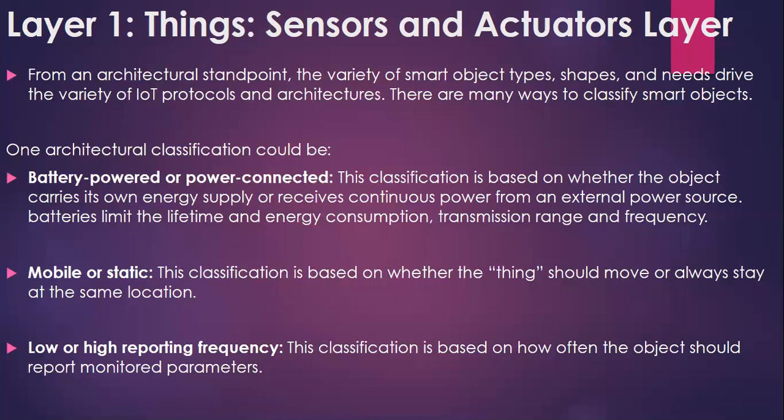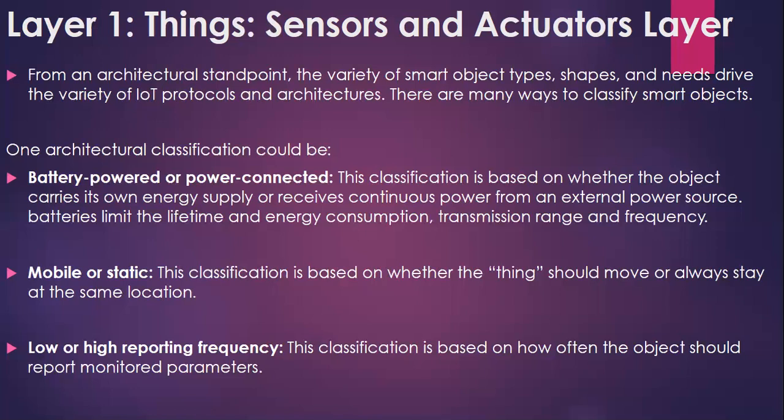The second type of classification is mobile or static. This classification is based on whether the thing should move or always stay at the same location. For example, while discussing some applications of sensors and IoT, I mentioned one example where we deploy a sensor for a cow or cattle, by which farmers can identify the behavior and health condition of the cow. But in that case, it is not static.